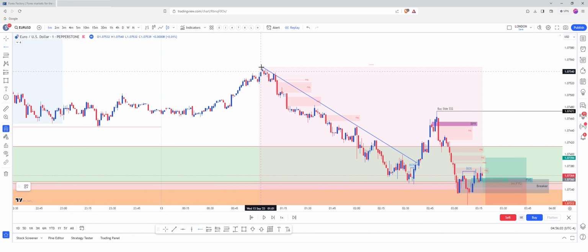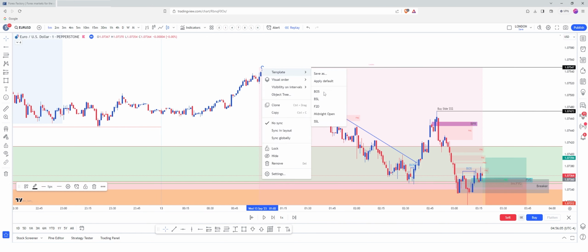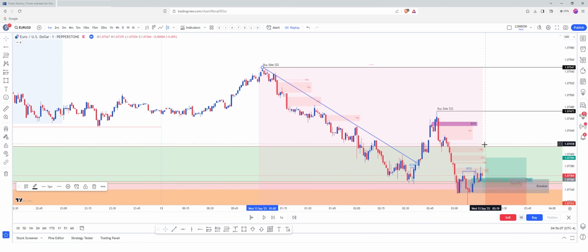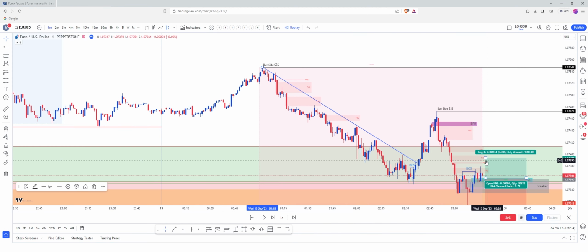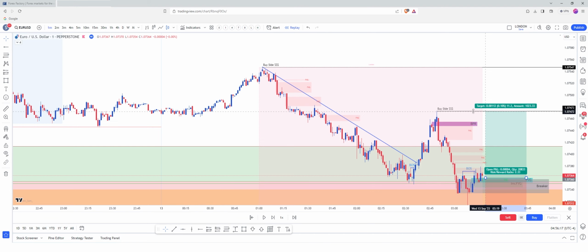However, we do have red folder news later on today, so you're going to have to be nimble with your take profits, I would suggest, this morning, because we do have CPI at 8:30 this morning. So I would just be happy to take 2.3.